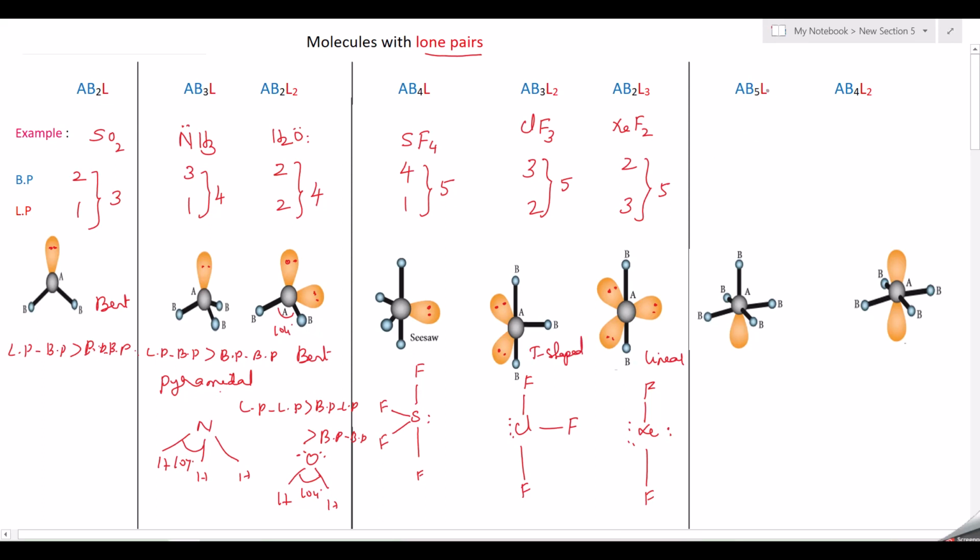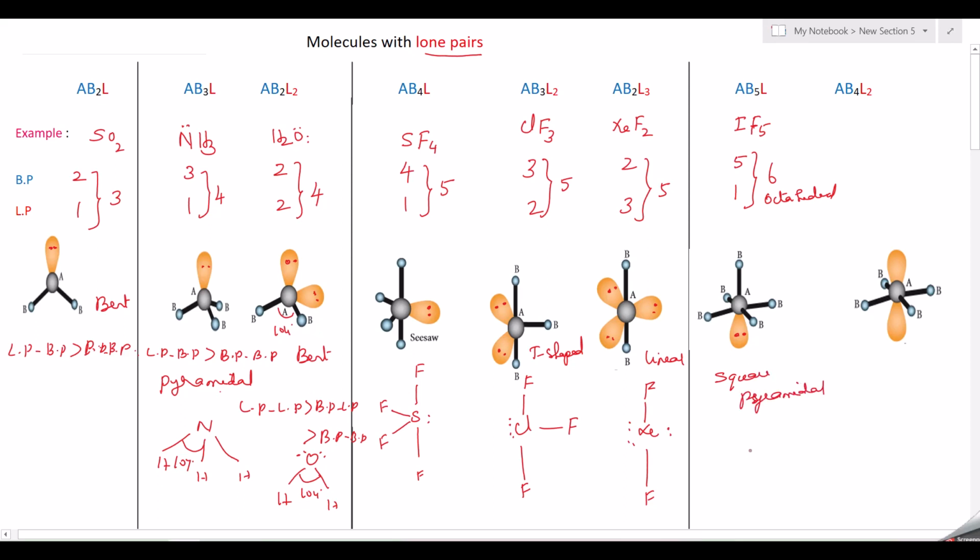Next we have AB5L. The example for this one is iodine pentafluoride. You have iodine as the central atom, and 5 fluorine atoms are covalently bonded to iodine. So the total number of bond pairs is 5 and the lone pair is 1, totally 6 electron pairs. So the expected structure is octahedral. But we are not getting an octahedral structure due to the presence of this lone pair. There will be lone pair-bond pair repulsion and bond pair-bond pair repulsion, so you are getting a square pyramidal shape, like this.